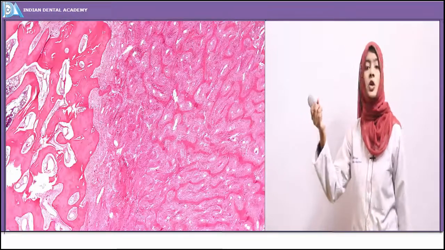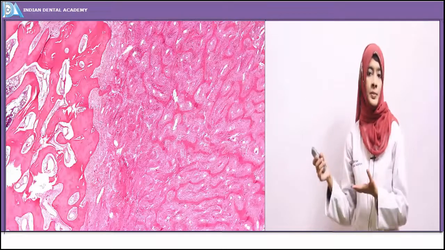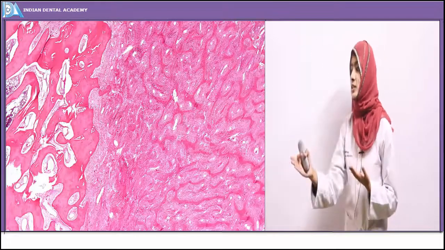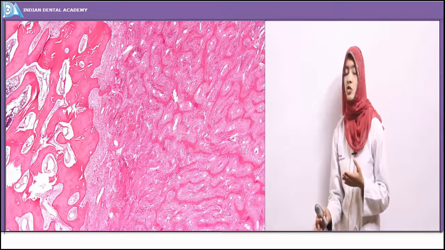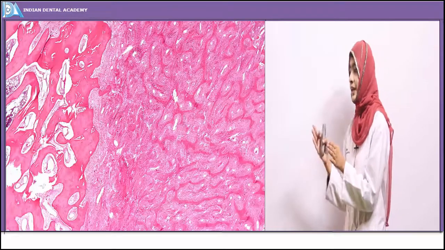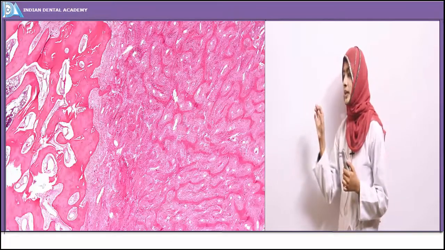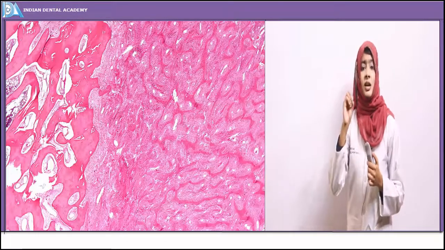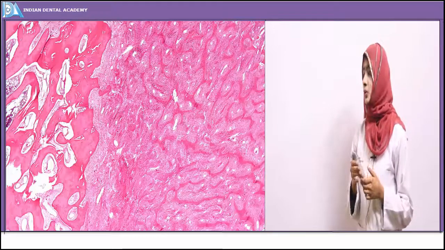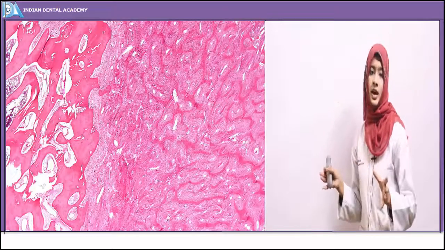So this is a histologic picture of fibrous dysplasia. On the extreme right side, you can see the normal deposition of bone. It goes on that way. When you see the left side, you can see the trabeculae, the dark pinkish color, deposited here and there. So the whole of the bone is disorganized.